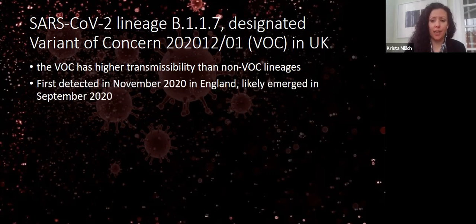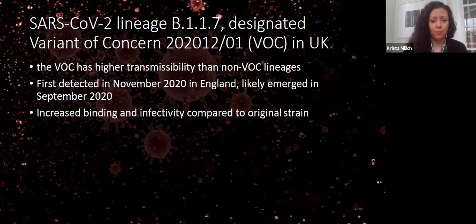This B117 variant of concern was first detected in November 2020 in England, and it likely emerged, they believe, in September 2020 in London or somewhere near London. So it's been circulating for about 5 months maybe now.